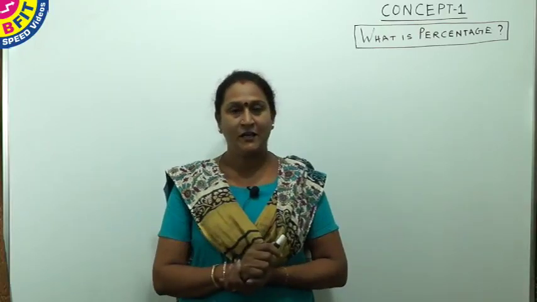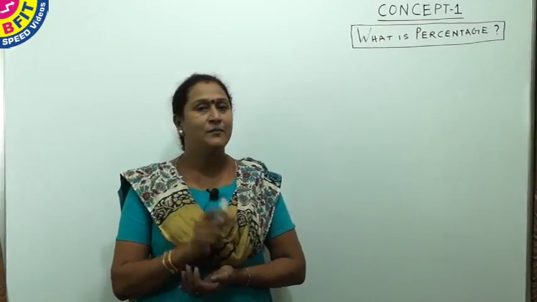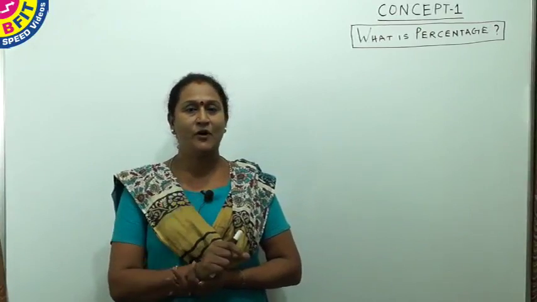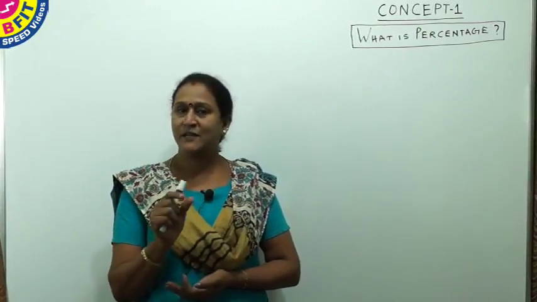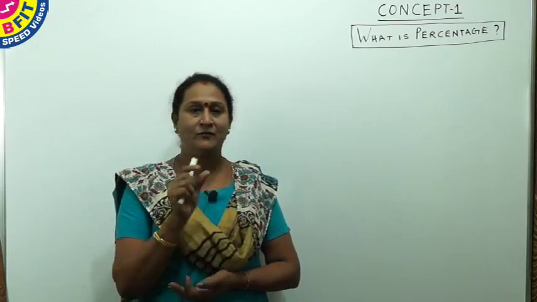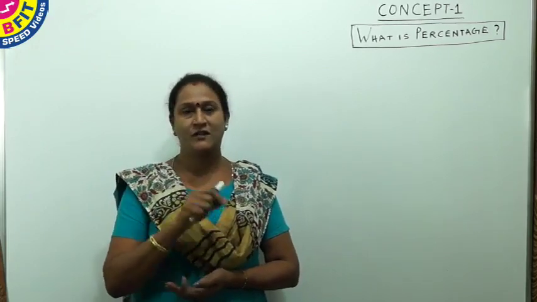So first we'll see what a percentage is. Percent is split up from per centum. Centum means 100. Per means 1. So for every 100, what is the value?